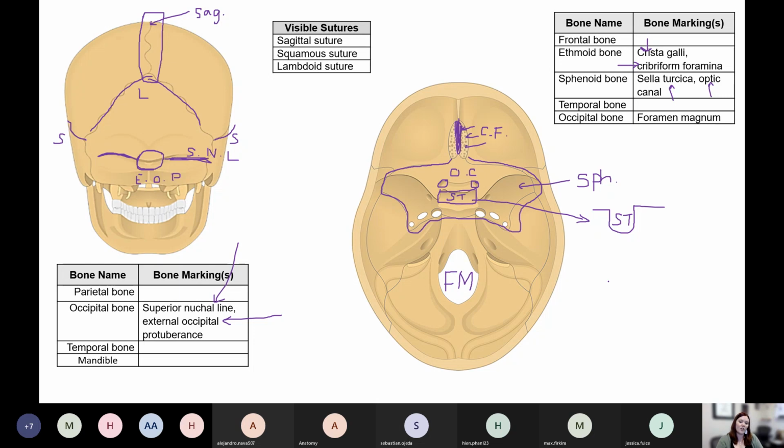Can you help me out in the chat? Can we take a guess at what we think might be found in the middle of the Foramen Magnum? What might I find inside this big hole right here? The Foramen Magnum.